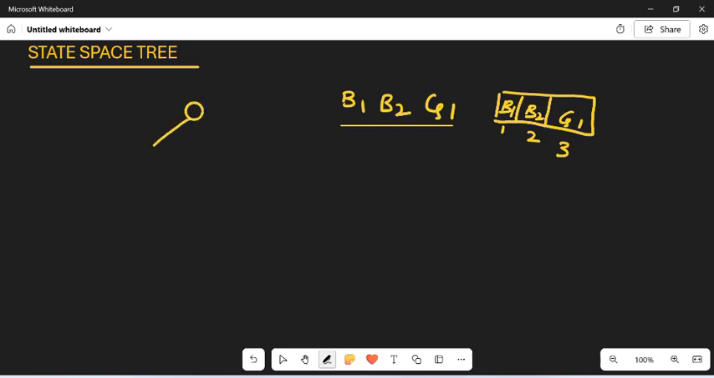Now, this is nothing but one slot. I can consider it as one slot, and this slot, that means one chair, this is for boy 1, next one is for boy 2, and another one is for girl 1. This is nothing but one possibility, right. Okay. Now, let us go for another possibility.